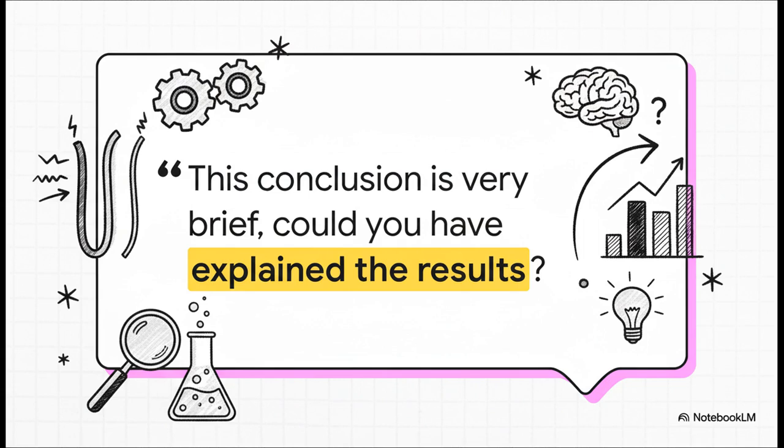A top-level conclusion doesn't just say what happened. It uses actual scientific reasoning to explain why it happened. Why does a thicker wire have less resistance? It's all about connecting your data back to the science.